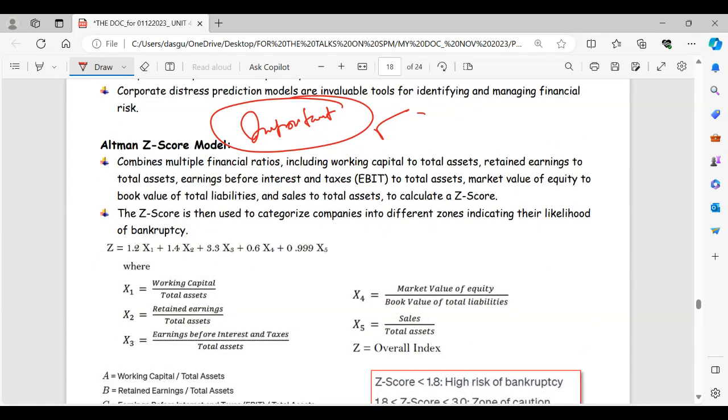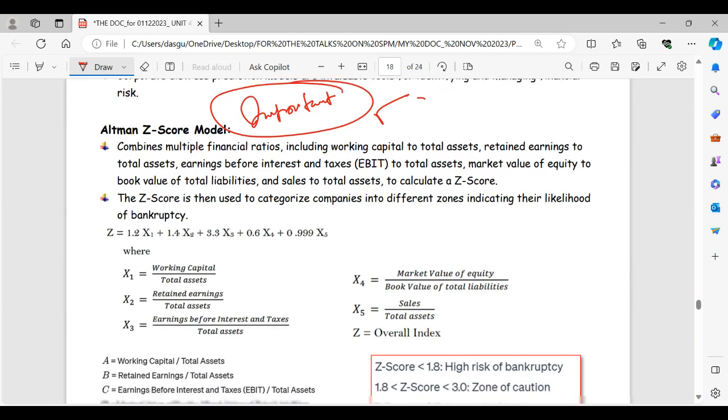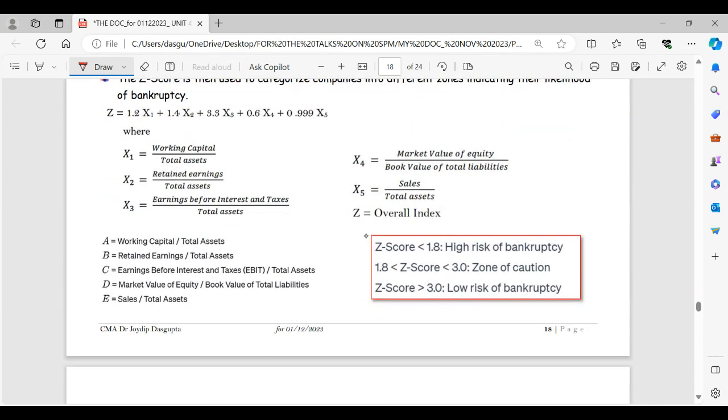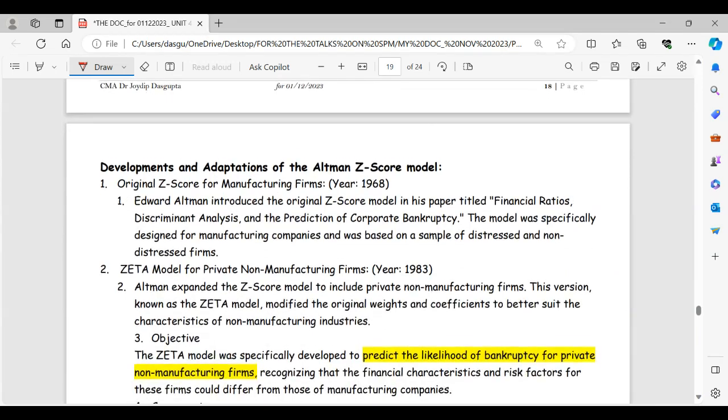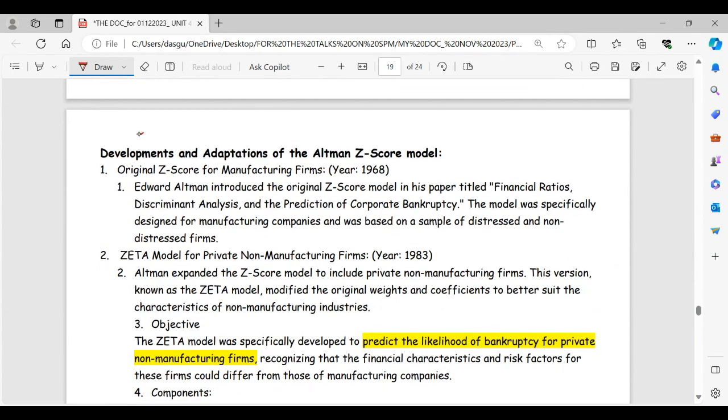Basically there are 5 ratios which you calculate, and then you take the scores. If your score is less than 1.8, it is high risk of bankruptcy. Between 1.8 and 3, zone of caution, red flag. And finally, if it is more than 3, then there is less scope of bankruptcy. Now this is not in your study notes, so this is extra. So be careful about this.